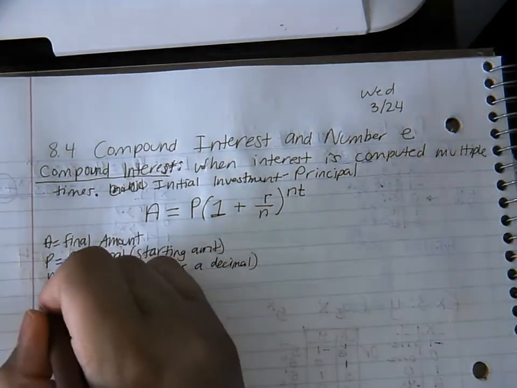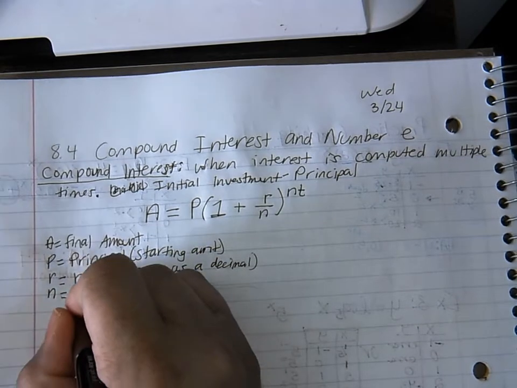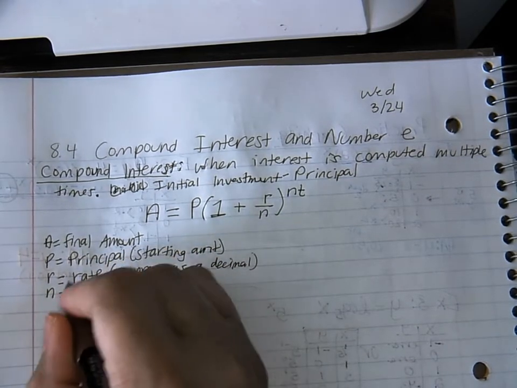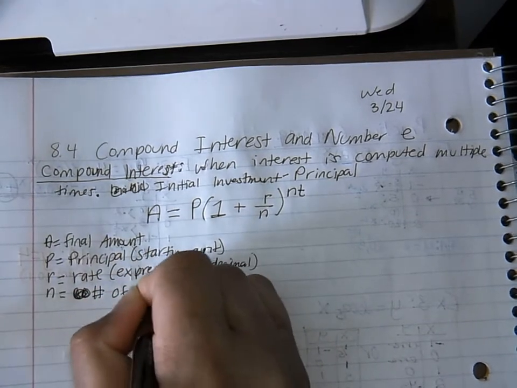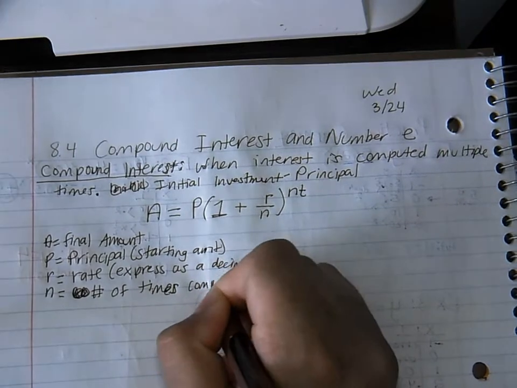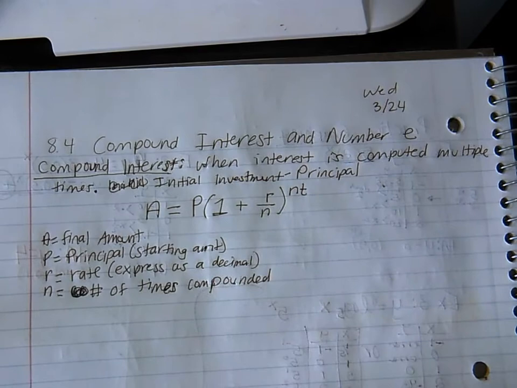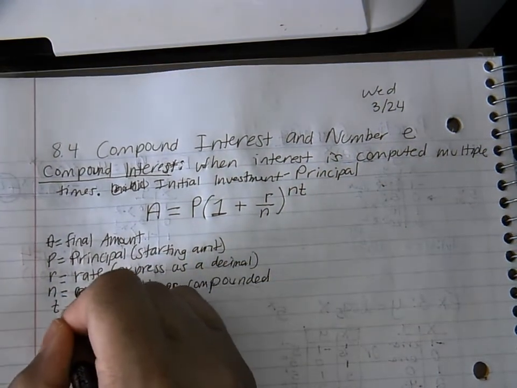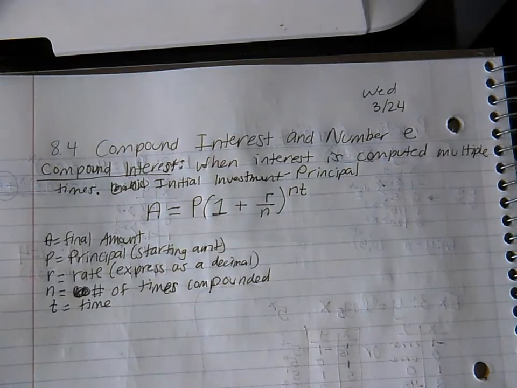And then we have n. This is that word that we talked about, compounding. It just means how often the interest is put into an account, so we'll write number of times compounded. And then finally, t is time. Time can be measured over a period of however many years you might want.